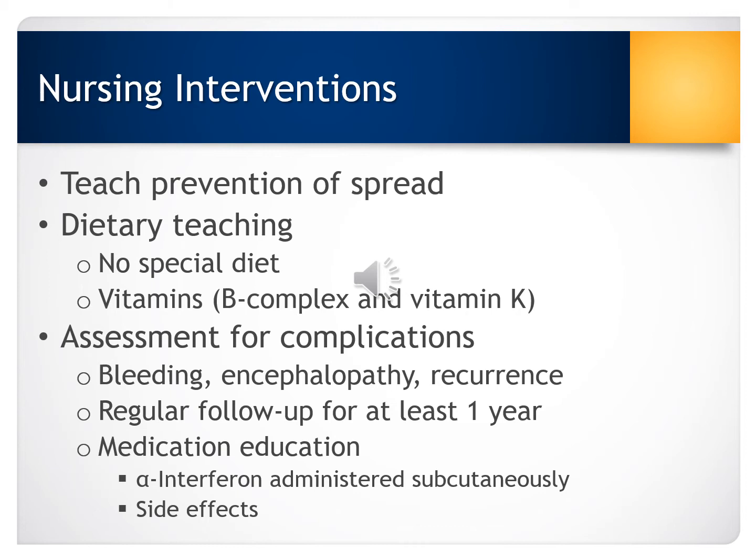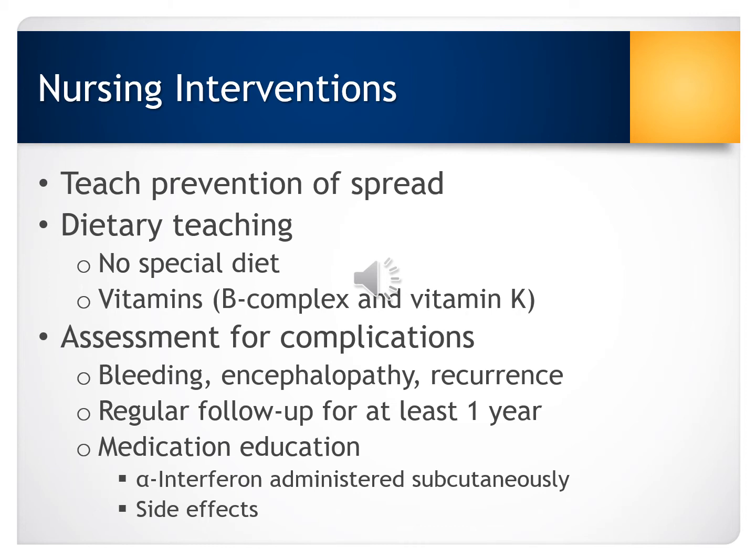If they're having a hard time tolerating the fat content in their diet because of decreased bile production, they should try to reduce the fat content in their diet. Vitamin supplements such as B-complex vitamins and vitamin K are frequently used. And also if patients experience anorexia, nausea, and vomiting, it's suggested that they take antiemetics prior to mealtime.